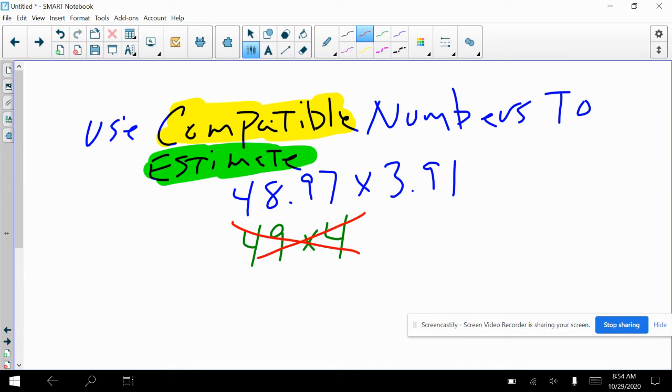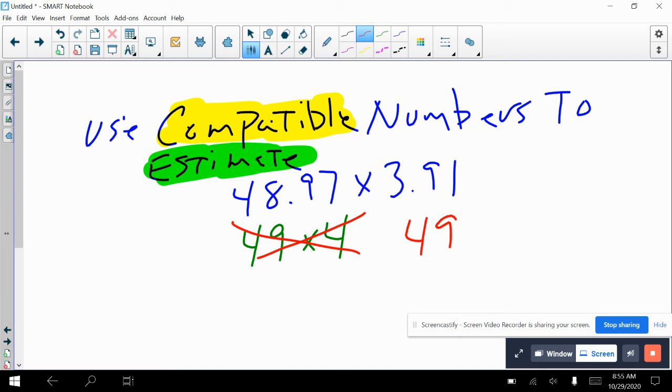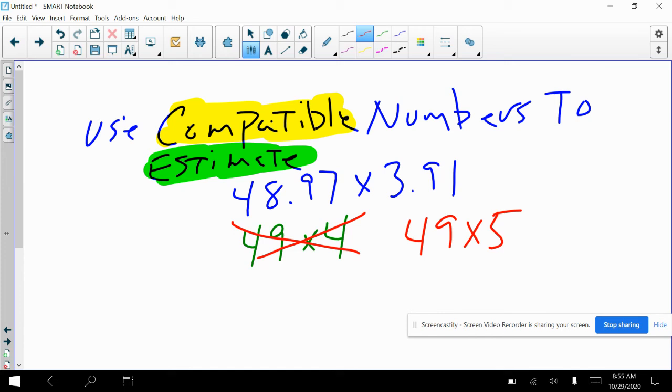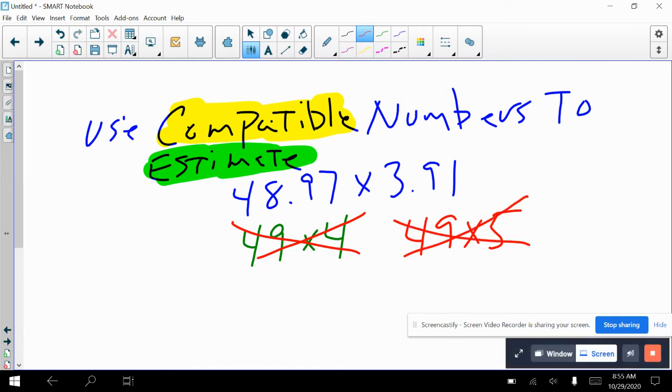Now, compatible numbers is exactly what Michael said. We are going to change them so that we can easily compute in our head. Now, watch this. So what if we did this? Okay, well, let's think about that. We changed them. Is that compatible numbers? Yeah, I would agree with you. It's not. 49 times 5 is not something that we can easily do in our head.